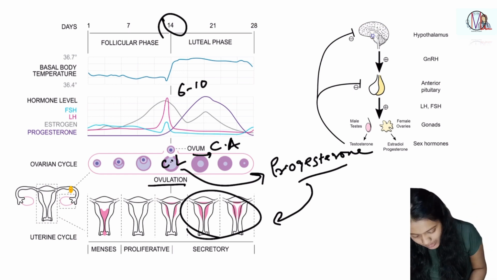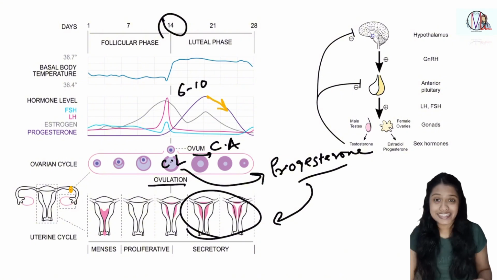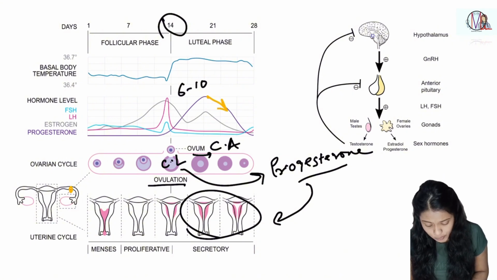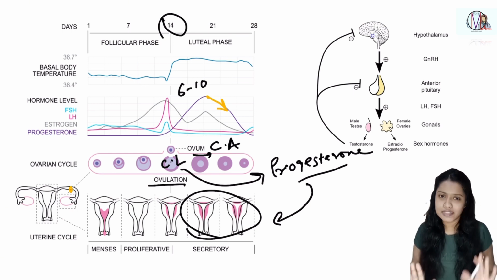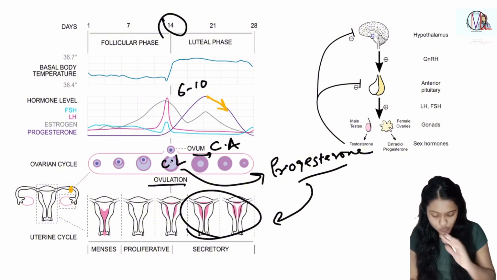So this progesterone level will start decreasing. And if the progesterone level starts decreasing, then it will start shedding of the endometrial wall, that is menses. How? We'll see. Okay, so done.